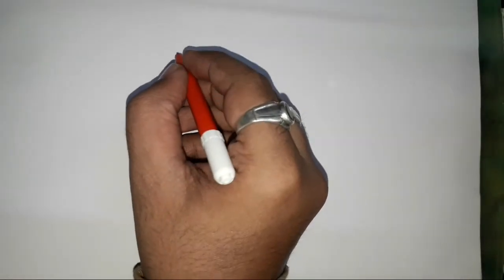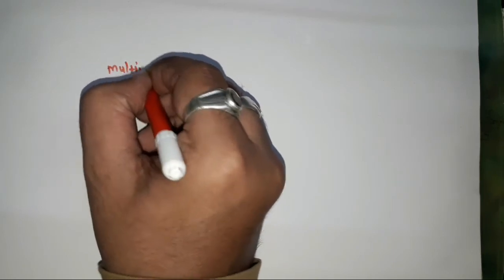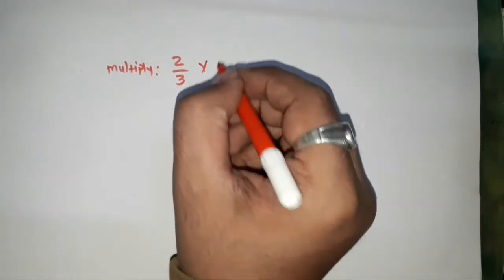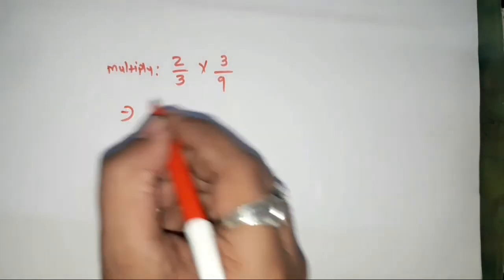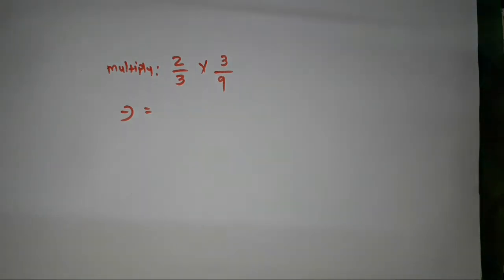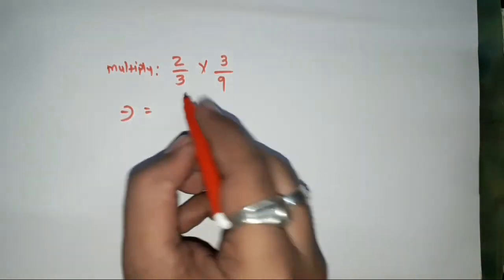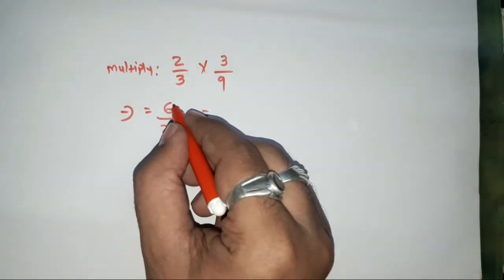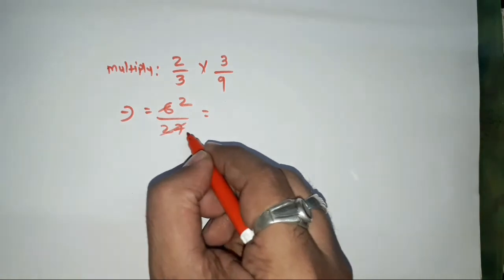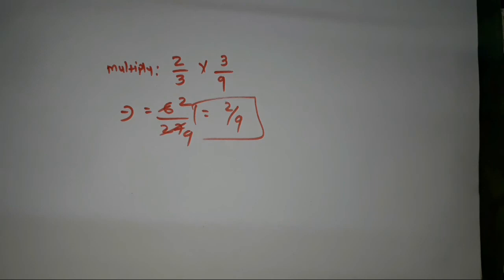So for example, the question is like 2 upon 3 multiplied by 3 upon 9. For multiplication we don't need to convert the denominator, or we don't need to take LCM. Here we can directly multiply. So 2 3s are 6, 9 3s are 27, and the reduced form for this will be, 3 2s are 6, 3 9s are 27. So 2 upon 9, this is our final answer.